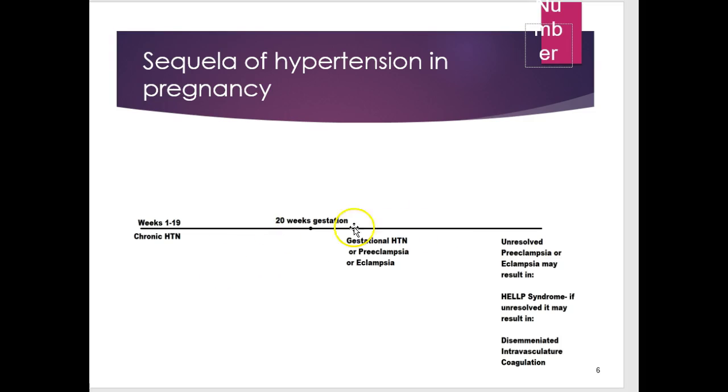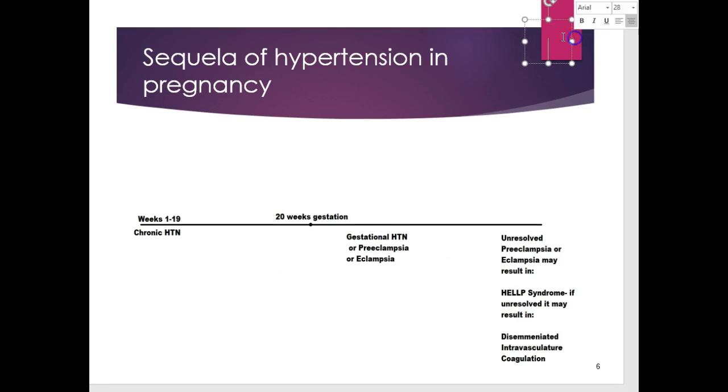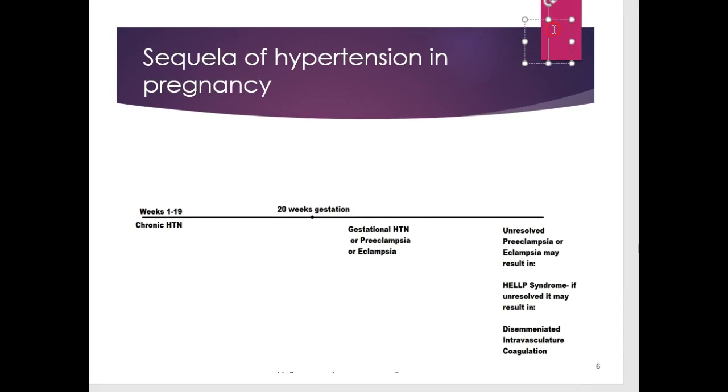Here's my little diagram that I made for you so that, oops, sorry about that. I don't know why that's up there. So that you can see when these things happen. So chronic hypertension is when it's before 20 weeks. So when you walk into the pregnancy with chronic hypertension, that is a huge risk factor because we already know we have some vasoconstriction. We know that's a huge risk factor for further gestational hypertensive problems.